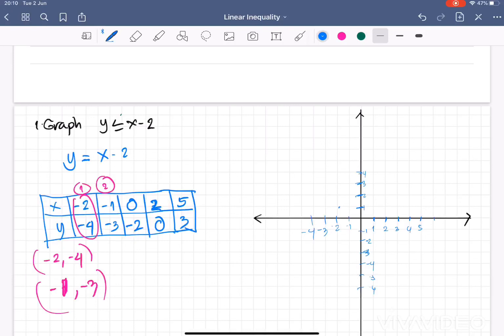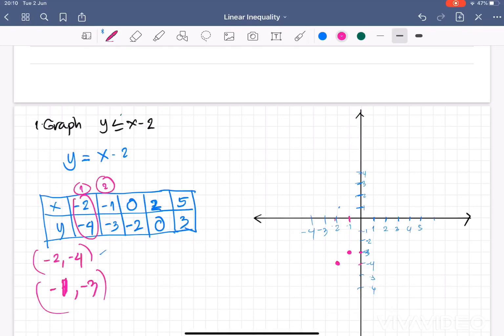Now, our first ordered pair, as I said, is negative 2, negative 4. So we will locate negative 2, negative 4 in the Cartesian plane. This is negative 2 here, and the negative 4 is here. So negative 2, negative 4 is definitely here. Next ordered pair is negative 1, negative 3. So negative 1 is here, negative 3 is here. So the ordered pair or coordinate is there.